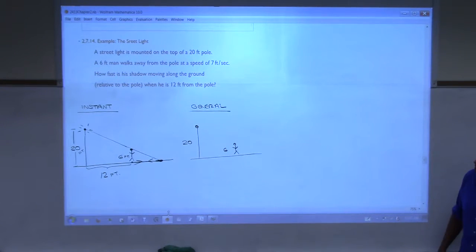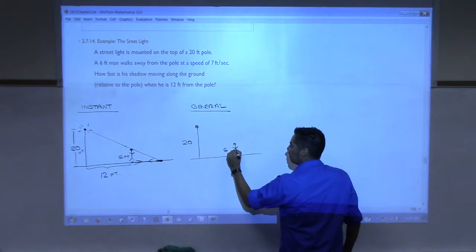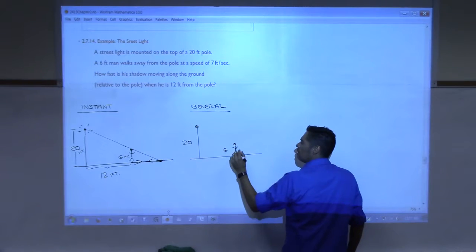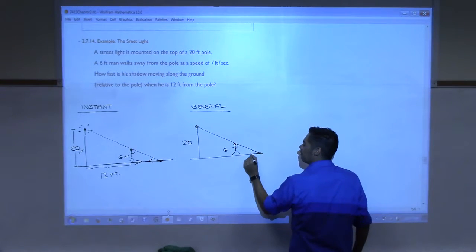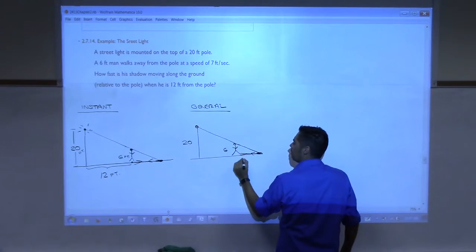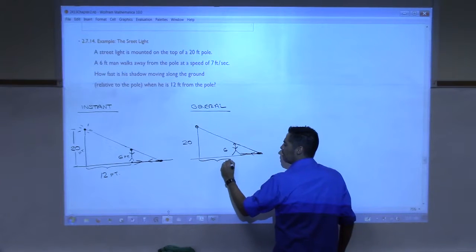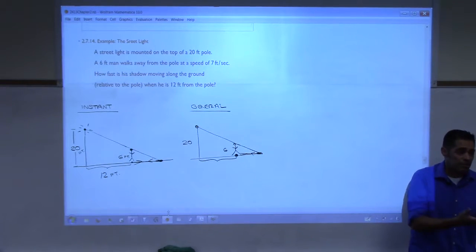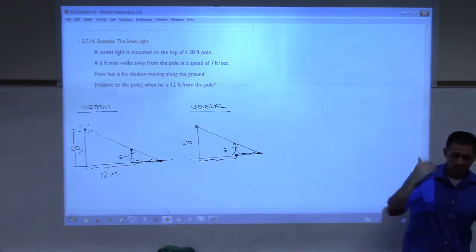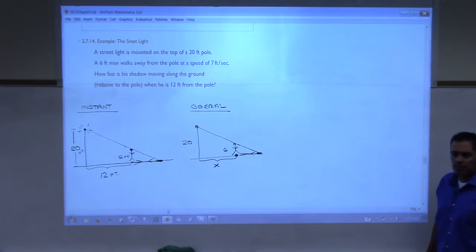But what's different here? He's moving, right? So when we draw his shadow on the ground here, he is moving. So the distance from here to him, right there, cannot be 12. So we need to call it something. X, let's call it X, all right? X is that distance. Agreed?